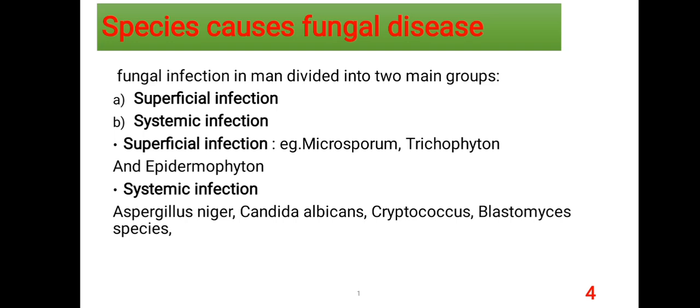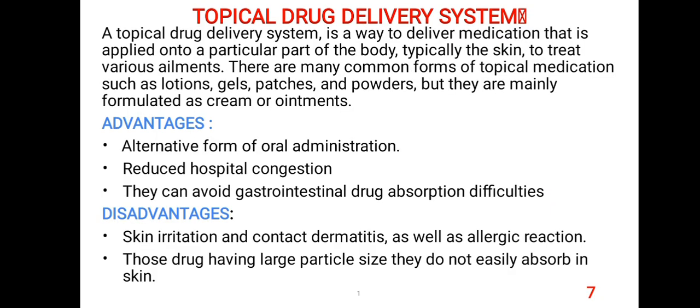First, superficial infection, for example Microsporum, Trichophyton and Epidermophyton. And the second one is systemic infection, which is Aspergillus niger, Candida albicans, Cryptococcus, Blastomyces species. We are going to formulate the cream for dermatophytosis, which is also known as ringworm or tinea, caused by a group of organisms capable of invading keratinized tissue such as stratum corneum, nail, or hair.